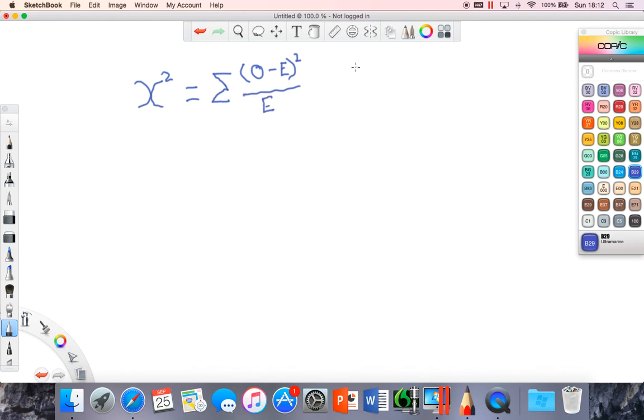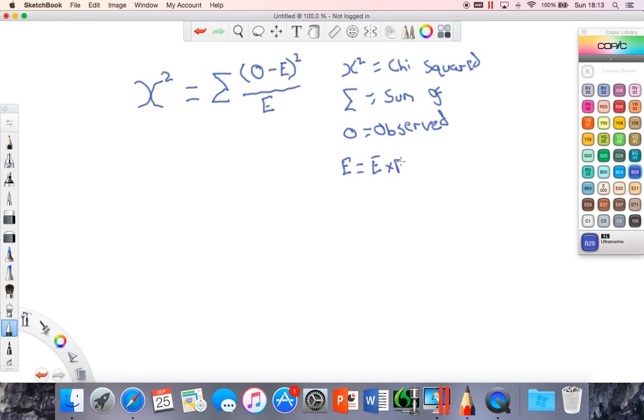Okay, so this is equal to chi-squared. This is sum of, so essentially you're adding things together. This is the observed. This is the expected. So we've just worked out our expected for tall and short plants. We said it was a 75-25% split. So that's our expected. And it's just a case of being given the values and inserting them into this equation.